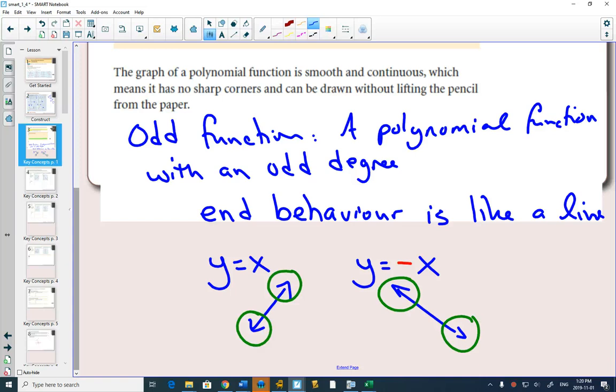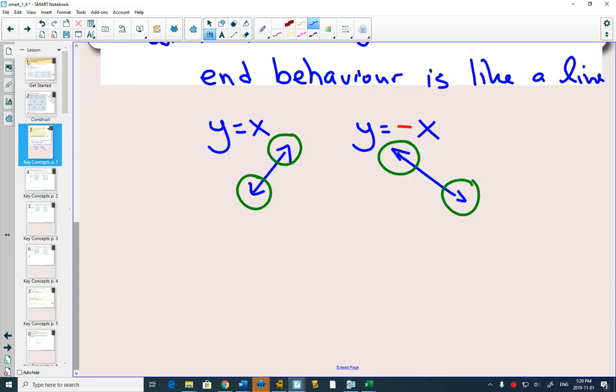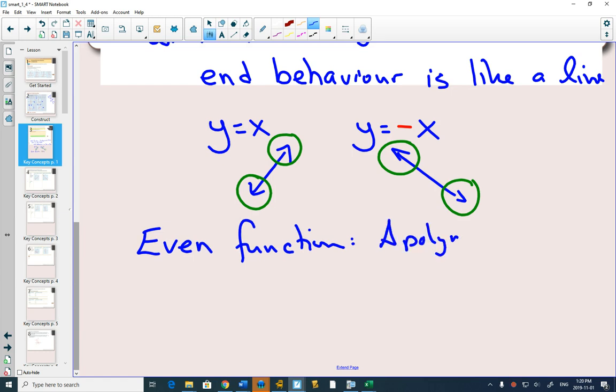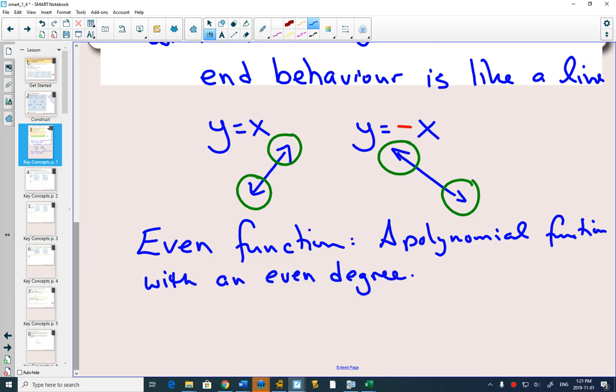So if we wrote a definition for an odd function, any guesses what the next definition we're going to look at is? An even function. Right? Polynomial function with an even degree. And what's the very first even degree that we graph? It's y equals x squared, a parabola.